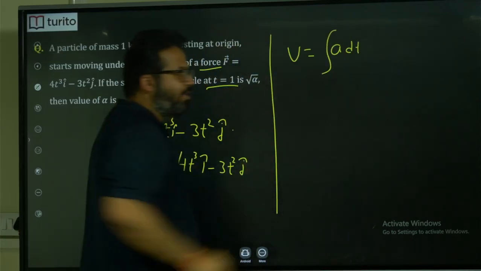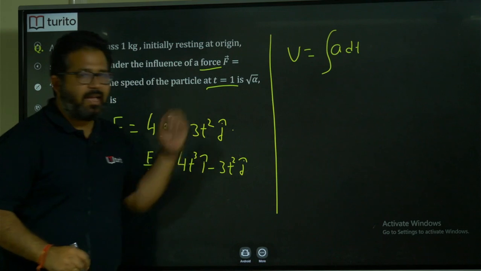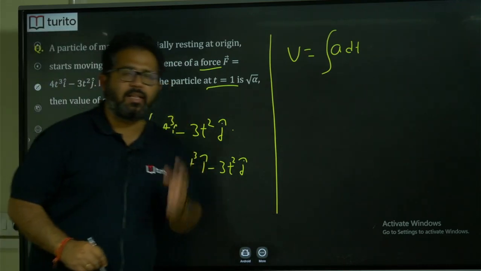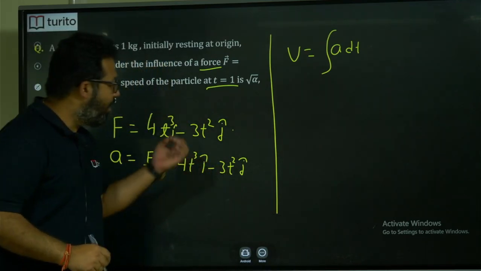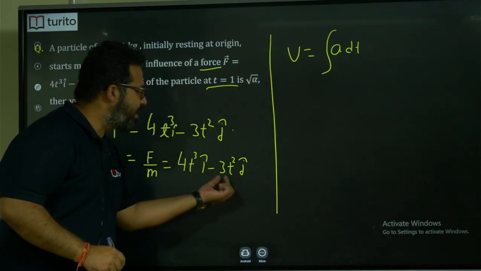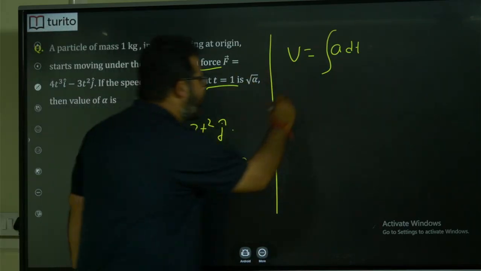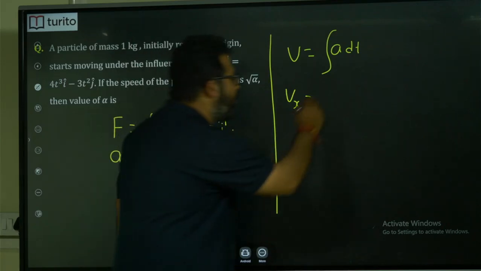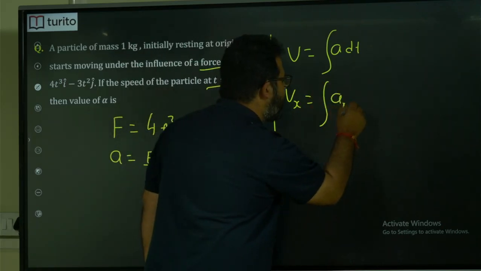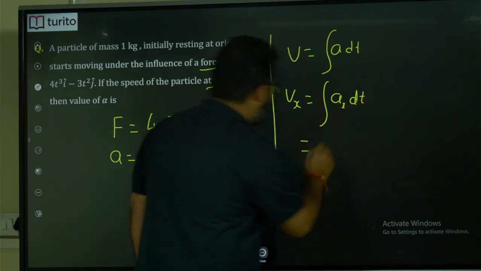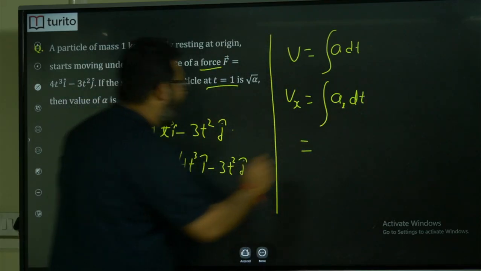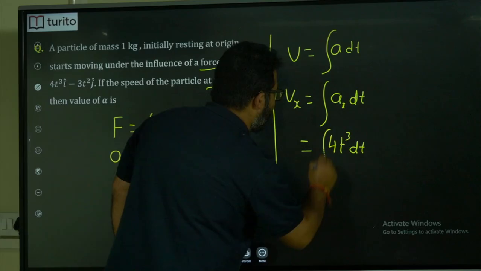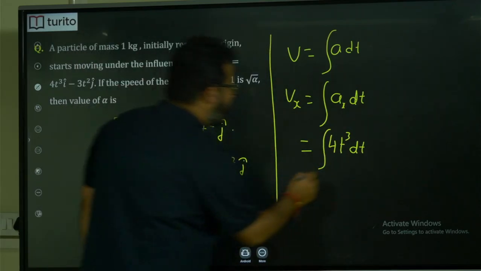Now if you are calculating the velocity in the x direction, for i cap you will take the acceleration in the x direction. If you are calculating the velocity in the y direction, you will take the acceleration in the y direction. So let's start with the calculation of velocity in the x direction. That will be vx, equal to the integration of ax dt, and the value of ax we have as 4t³ dt, and the limit is 0 to 1.